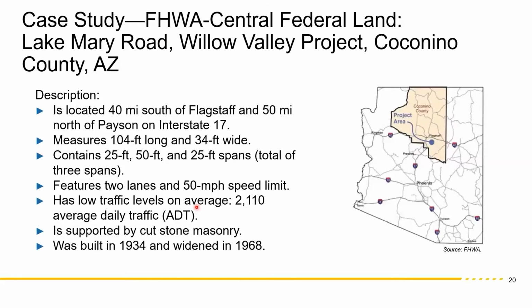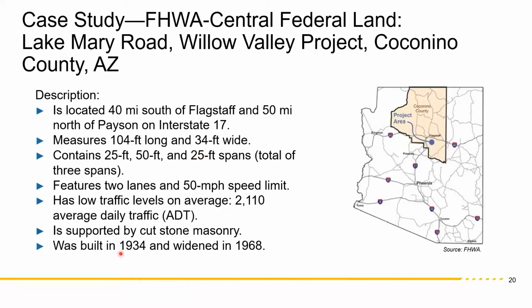To do that, we're going to look at a bridge that we had as part of our Central Federal Lands. It's about 40 miles south of Flagstaff, Arizona. It's a federal land bridge. It has very low traffic, about 2,000 cars per day, so it's a perfect site for doing a lot of testing. It's a 3-span, 2-lane bridge, 104 feet long and 25 feet wide. The central span was 50 feet, and the other spans are 25 feet.